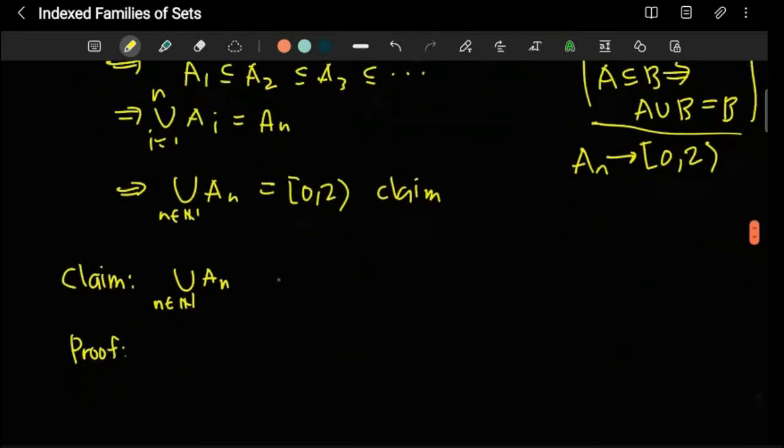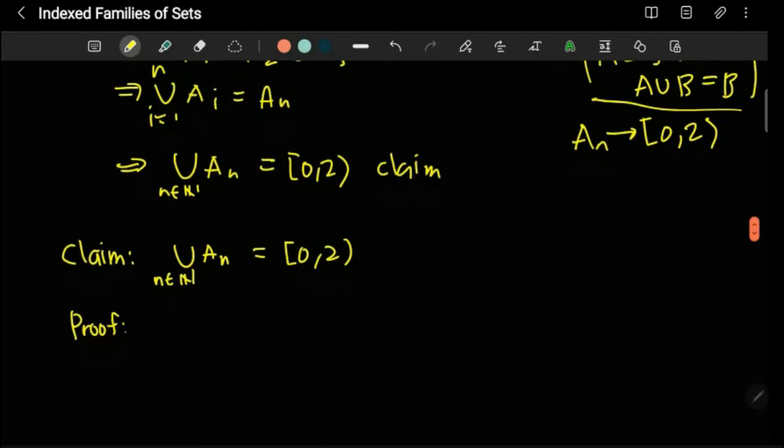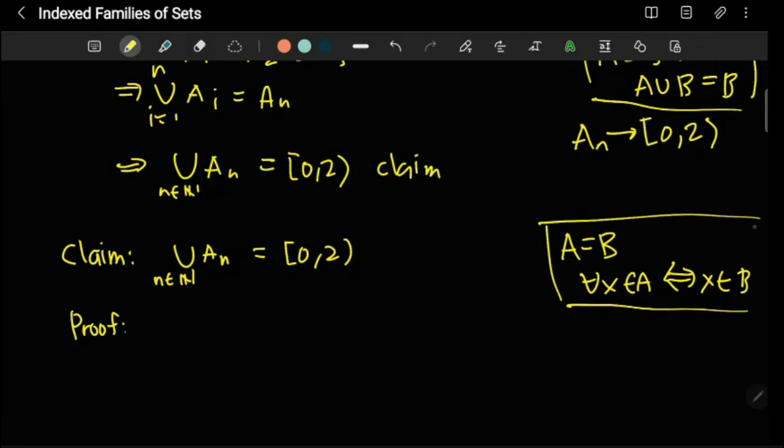So, we are claiming that this set is actually the set 0, 2. So, how do we prove our claim? We use the definitions. Okay. So, we want to show equality of two sets. Again, remember, when you want to show that two sets are equal, always remember the definition. A is equal to B if and only if for every x in A, dapat yung x na yon ay kay B. And for every x in B, dapat nasa A din yan. That's how you prove set equality.